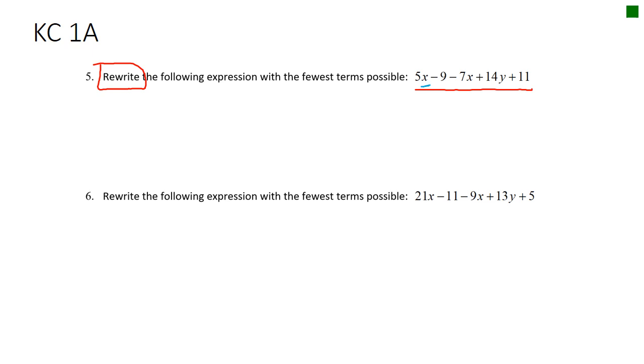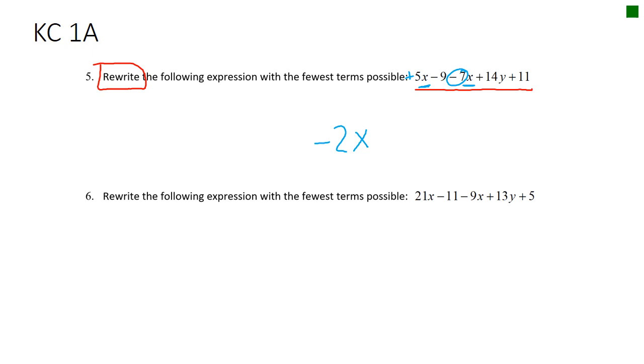Okay, I noticed that 5x has an x. Which other one has an x? Well, 7x. They have an x, so x stays the same. All you have to do is do the operation that is going with the number. For instance, I have positive 5 minus 7. So 5 minus 7, okay, will give me negative 2x.